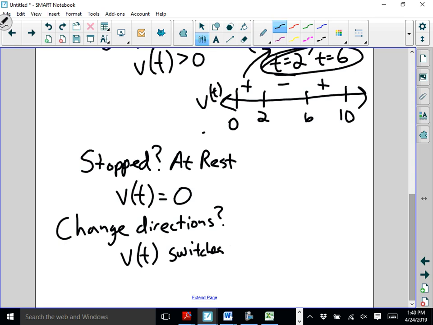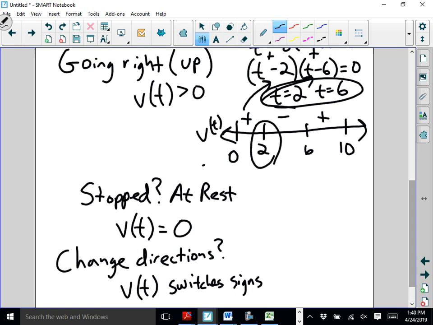So in our example up here, both at time t = 2 and at time t = 6, we change directions. Because at 2, velocity went from plus to minus. At 6, velocity went from minus to plus. So anytime they ask about changing directions, that's what we do.